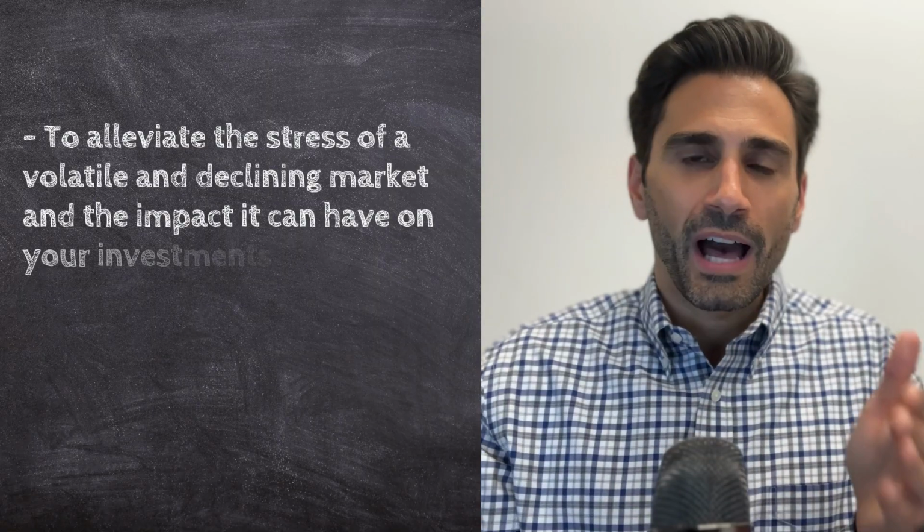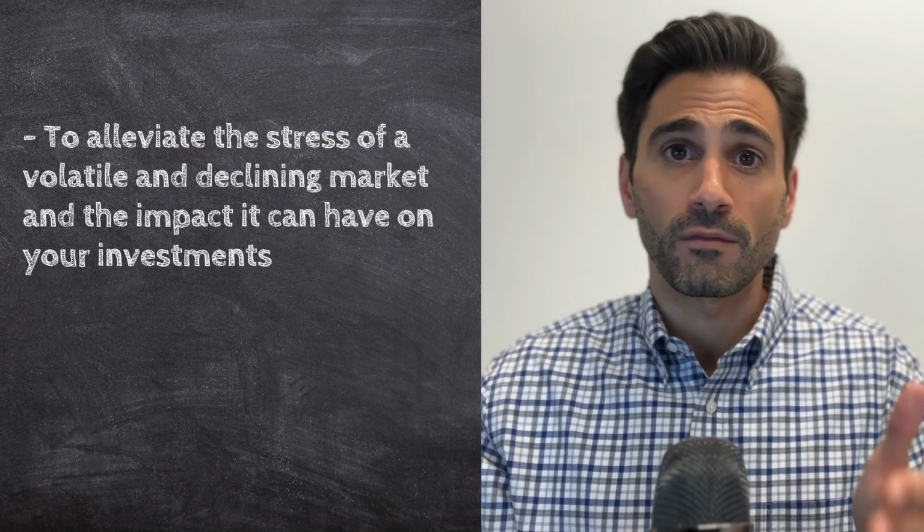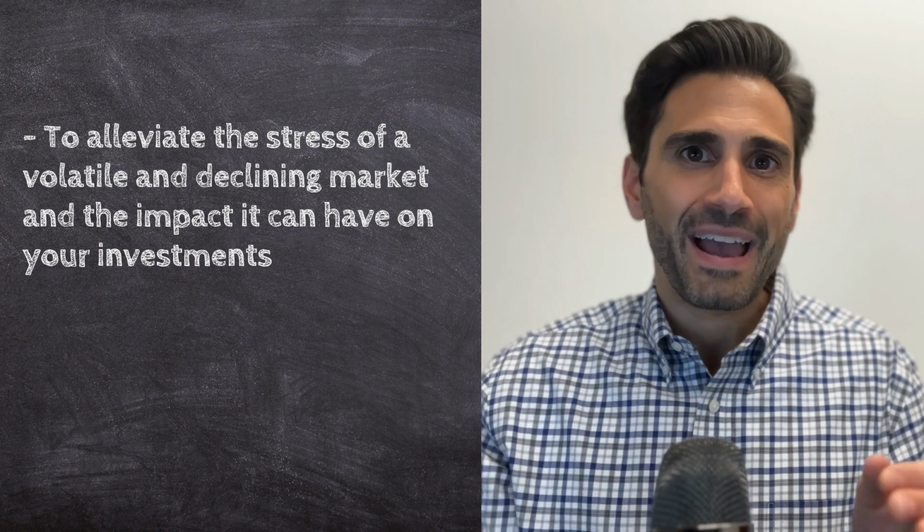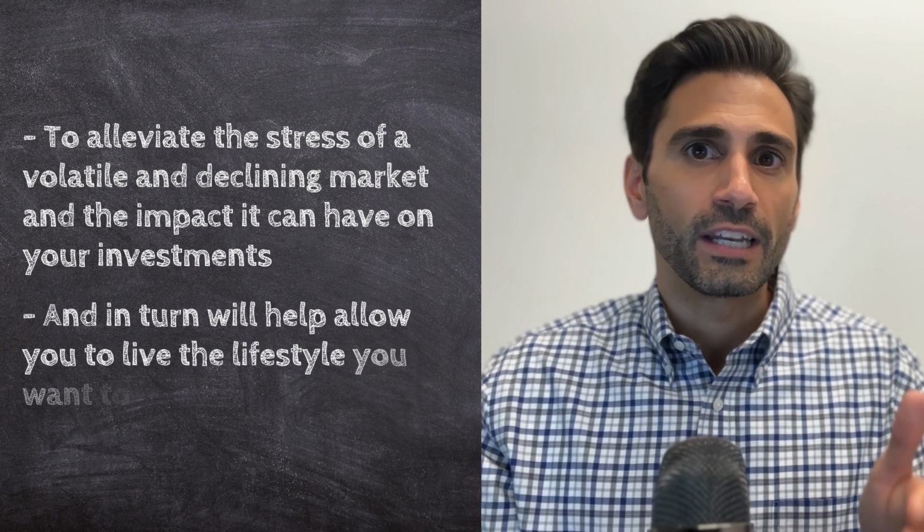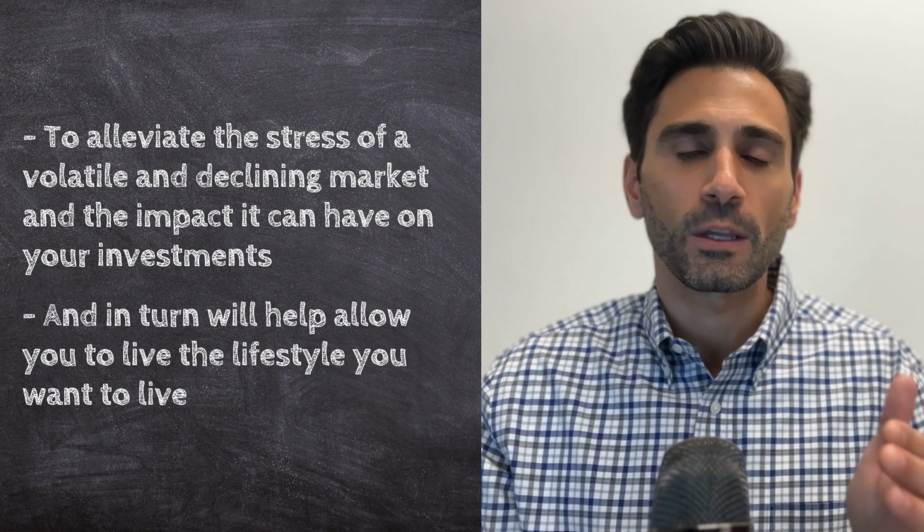But how do you know whether you're going to retire in a good market or a bad market? Right, you don't. It's the luck of the draw. No one knows what the market will do tomorrow, 6 months, 1 year, or 10 years plus from now. So it's important to have a plan to help protect against this risk, because when you do, you'll have a plan that works to alleviate the stress of a volatile and declining market and the impact that it can have on your investments, and in turn will help allow you to live the lifestyle that you want to live.